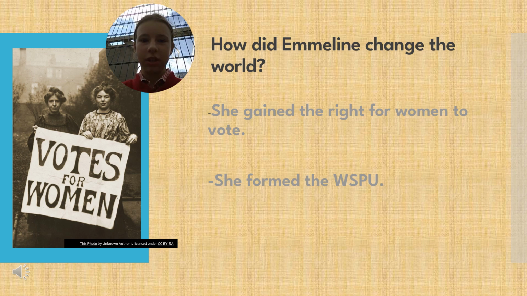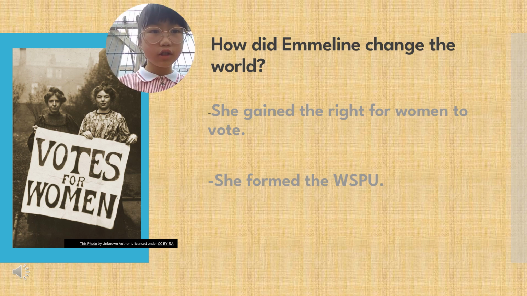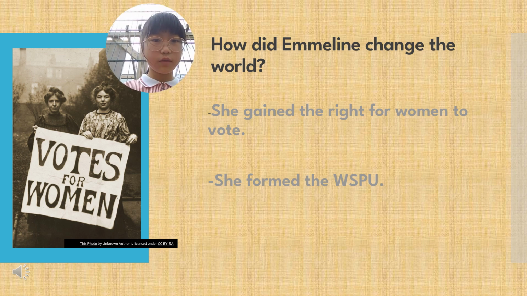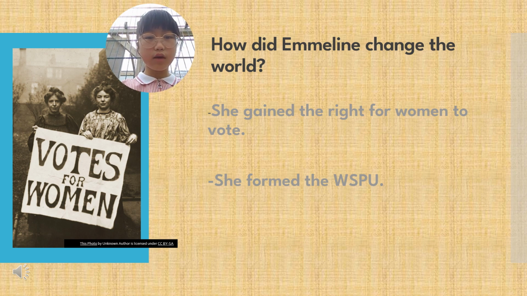How did Emmeline change the world? She joined the Women's Suffrage and formed the WSPU. WSPU stands for Women's Social and Political Union. Before her death, she gained full equality in the voting rights for women.